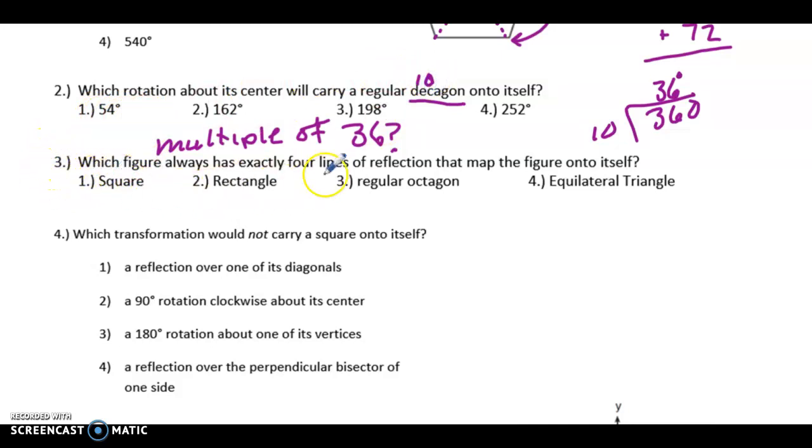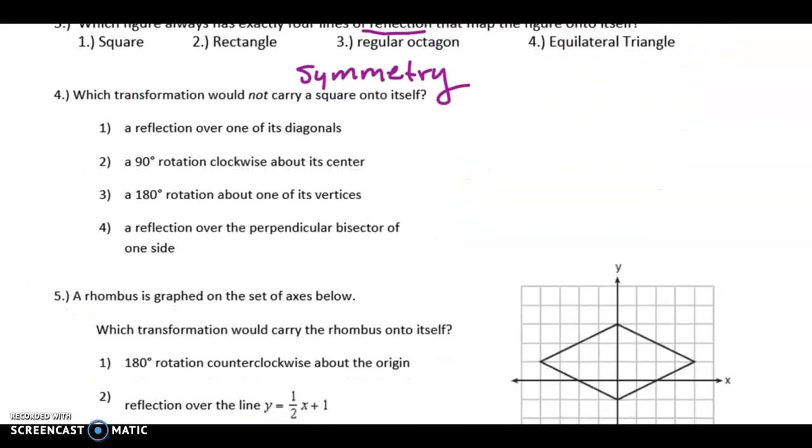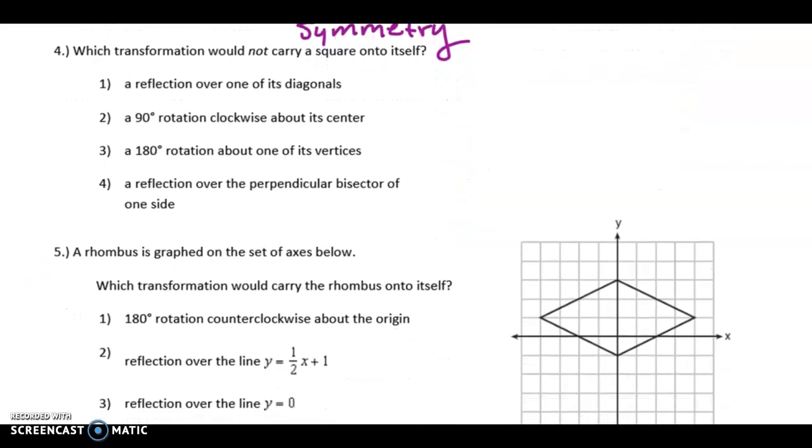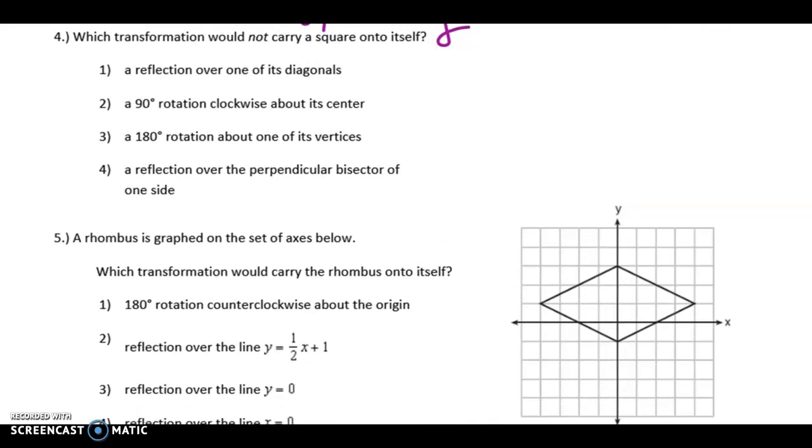Number 3, which figure has exactly 4 lines of reflection that map the figure onto itself? Lines of reflection can also be thought of as lines of symmetry. So here you're looking for symmetry. And these were the 2 that were a little bit more difficult, number 4 and 5.